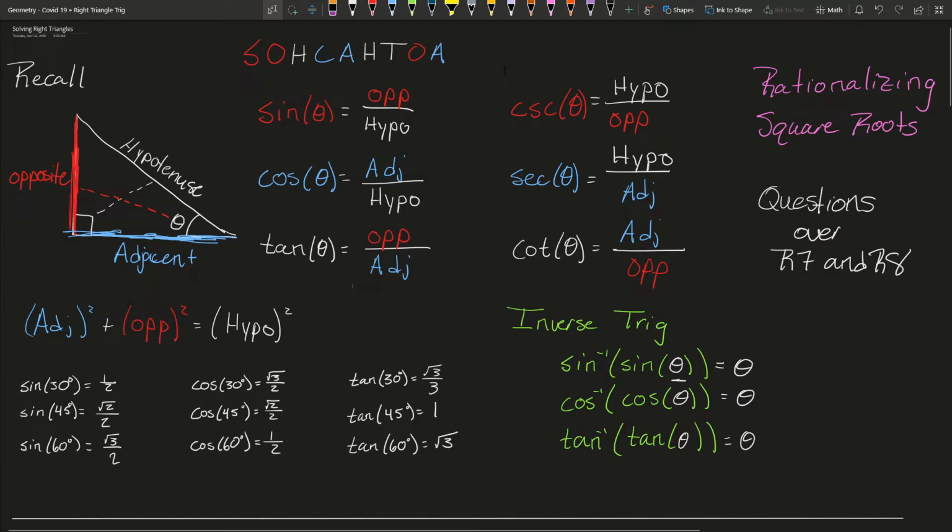Besides that, we went over reciprocal functions. So cosecant, secant, and cotangent.